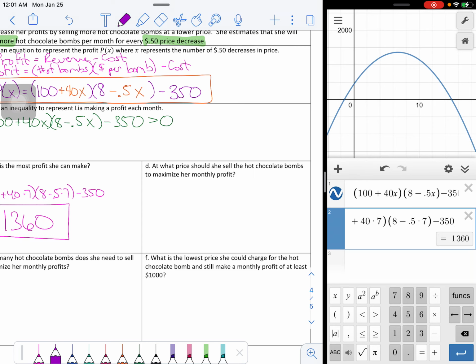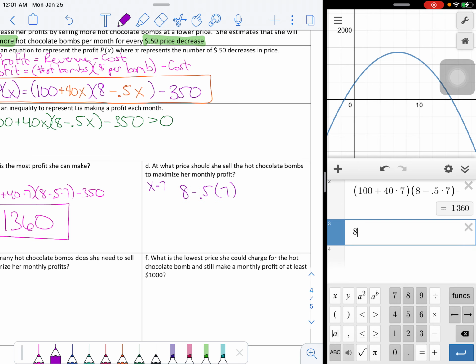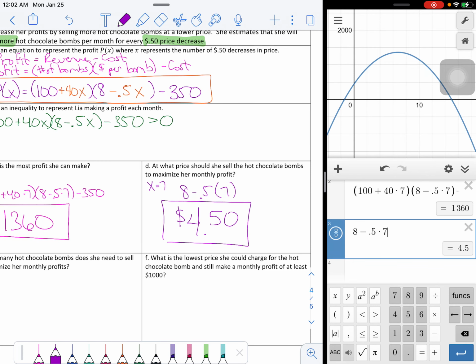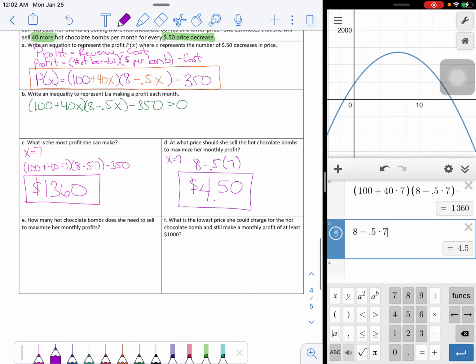Well, we already know that x is 7. So the price part is 8 minus 0.5x. So 8 minus 0.5 times 7. Let's see what we get if we just do that portion of it. So she should sell each of the chocolate bombs for $4.50.